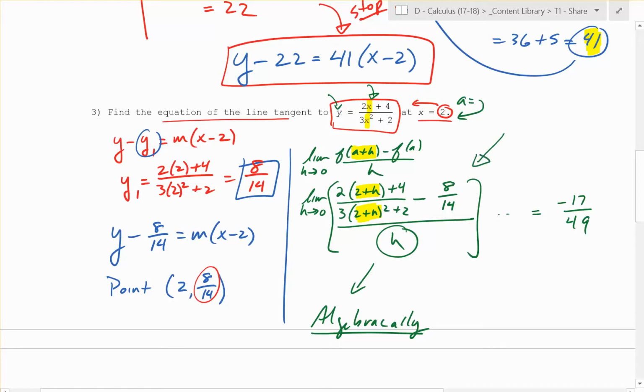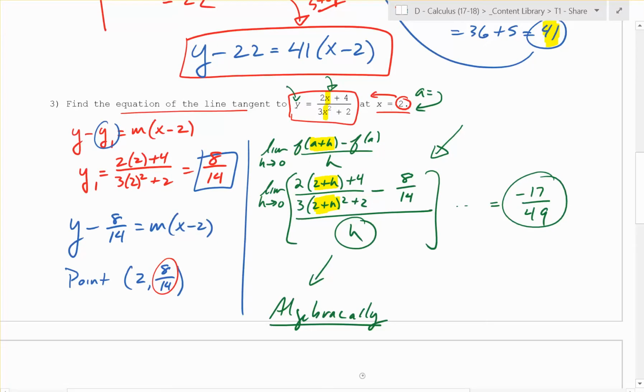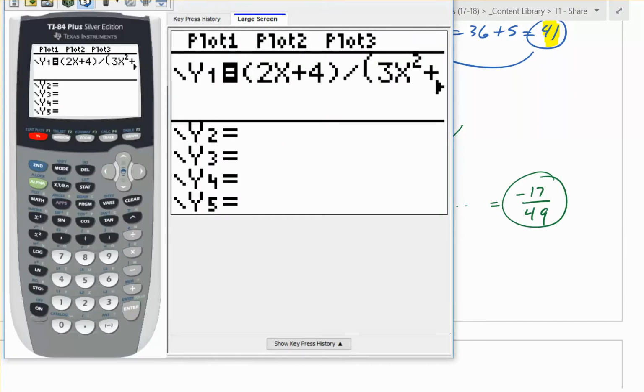We'll still have to use the limit definition, but it'd be nice to know if there's a way to use our calculator to find this number faster. So what about this magical n-deriv function on your calculator? The way you're going to use it is you're going to open up your calculator, and the first thing you're going to do is enter the function into y1. So I've entered the original function, 2x plus 4 divided by 3x squared plus 2, as y1.